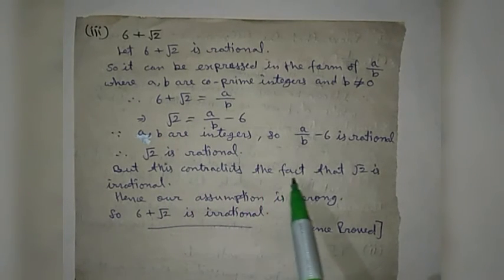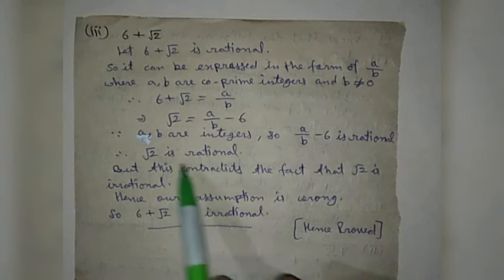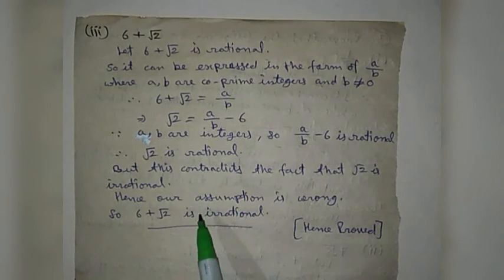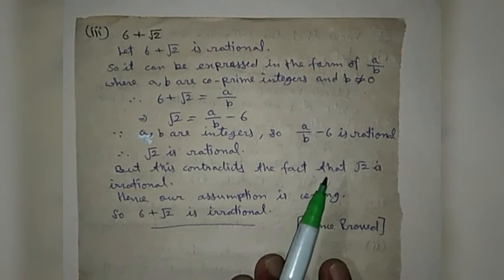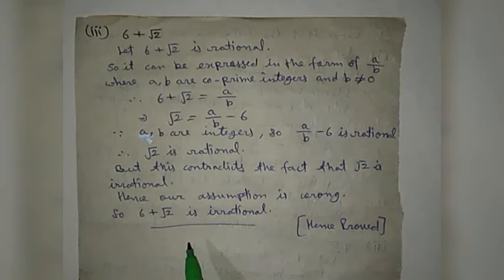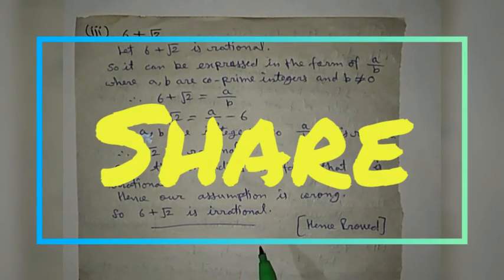But this contradicts the fact that root 2 is irrational. Because root 2 is irrational, but here it comes root 2 is rational. Hence our assumption is wrong. So 6 plus root 2 is irrational number. Hence it is proved. So in this way we have completed the exercise 1.3. Now we will see the exercise 1.4 in next video.